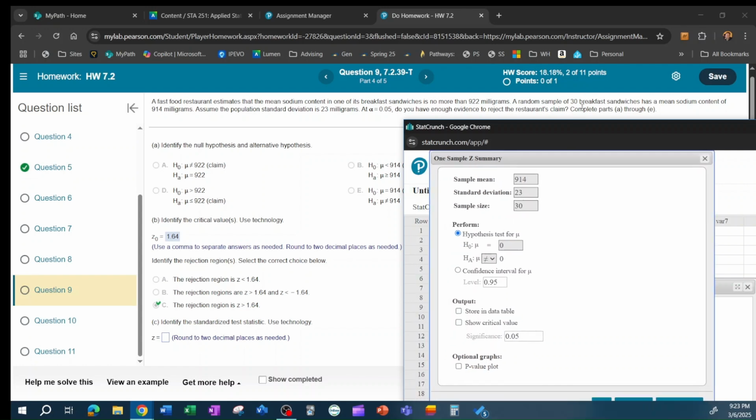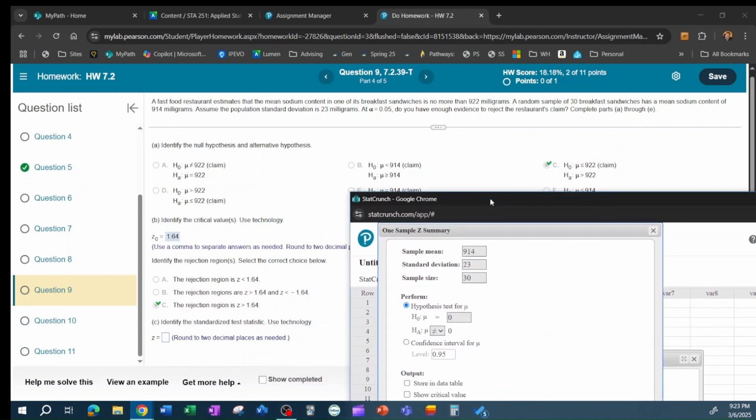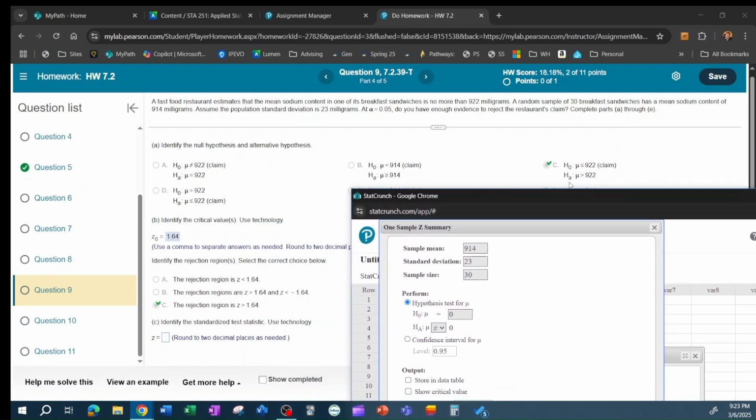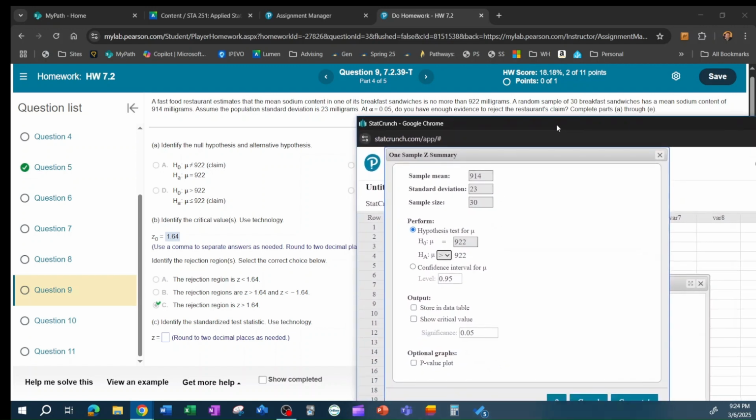All right, now let's finish this last part here. Okay, so our HA is, the mean is greater than 922. So we're going to put 922 here, and our alternative hypothesis is greater than. Now this just shows the equality. I think StatCrunch is trying to say, look, make sure your equality is here. This is going to be the assumption that we make. But your test is determined by HA, and that's a right-tailed test, right? And the last thing was alpha is equal to 0.05. We're going to do this here, and that's 0.05.